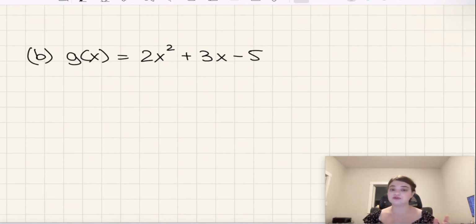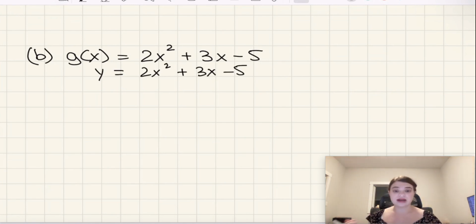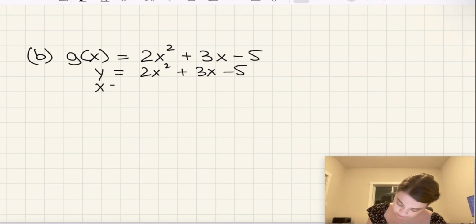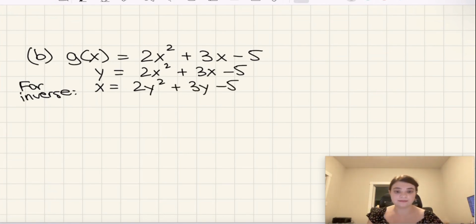So step 1 is to plug in y for g of x. So y is equal to 2x squared plus 3x minus 5. Now I'm going to switch x and y. So x is equal to, actually I should put g inverse. x is equal to 2y squared plus 3y minus 5. And now we need to solve for y.